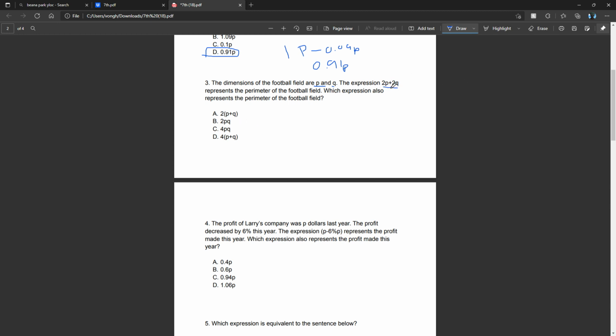So we have 2P plus 2Q. And if we look here they just took out the 2 and simplified it, so it's 2 parentheses. But if you were to distribute the 2, you would get this. So A is definitely an answer. B, however, is 2 times P times Q. It's not an answer. 4 times P times Q, that's not an answer. And then this is not it, so it should be A.